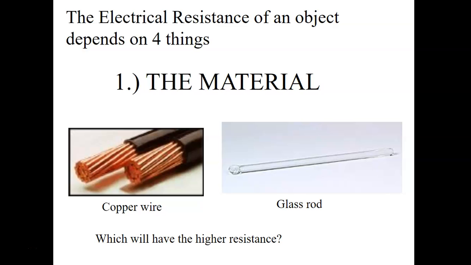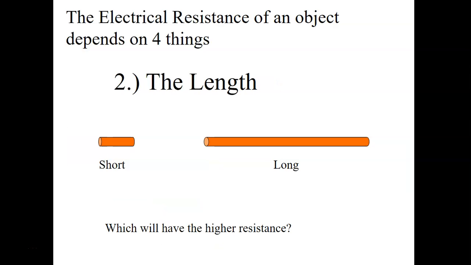Something like a copper wire, or the material copper, has a very low resistivity, whereas something like glass has a very high resistance. So copper would have a low resistance and glass has a high resistance. Two, another thing that affects the resistance of an object is the length of it.